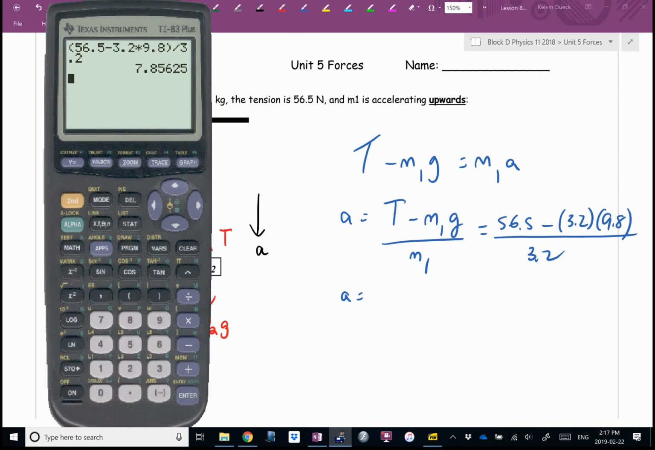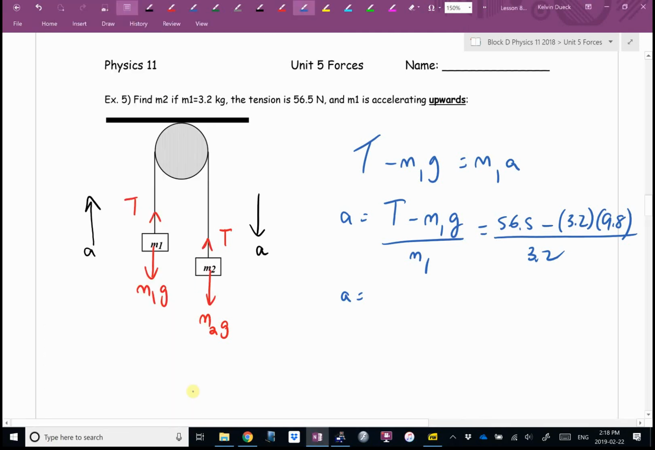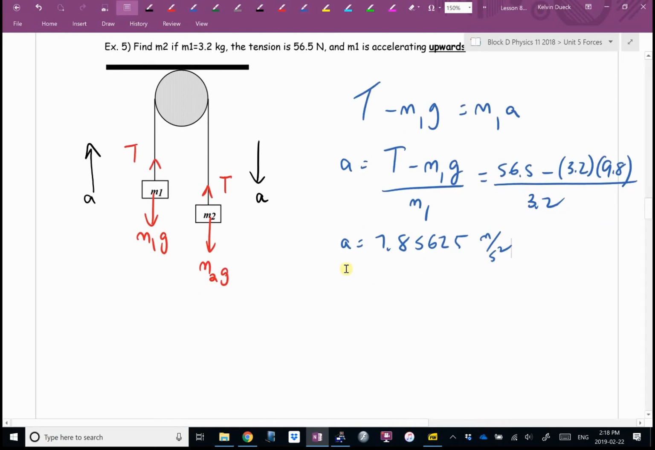7.85625. I'm going to keep everything. I'm going to use my answer button, but I'll even write this whole thing down because I'm going to use this. And it's not what they asked me to find. They want me to find the mystery mass. Sam, you okay with that? What do they want me to find?